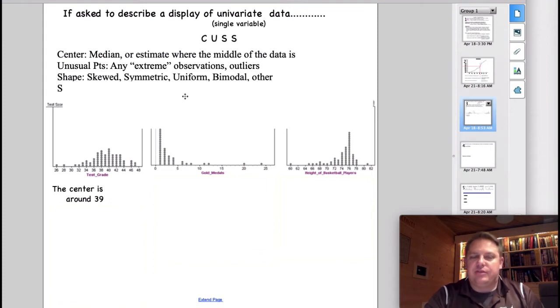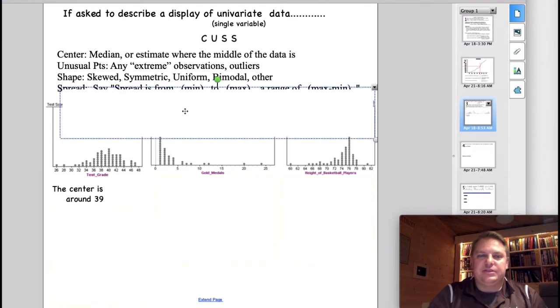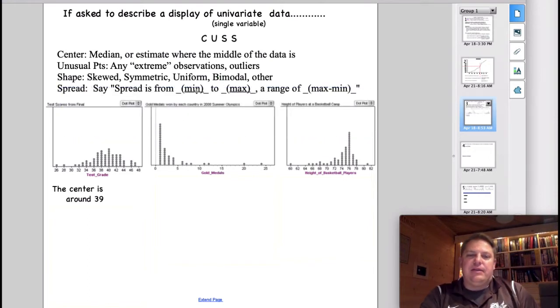Somehow you're describing the shape that you see. And then spread, there's been debate in the past about what's the more relevant value to give. Should we give the min and the max? Or should we give the range, which is max minus min? My advice is to give them both.